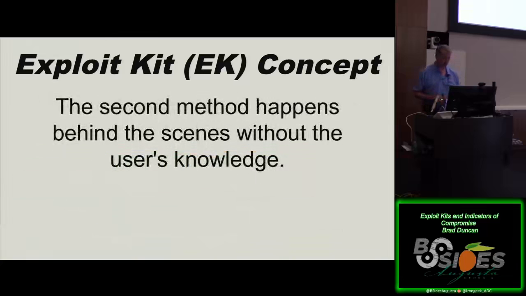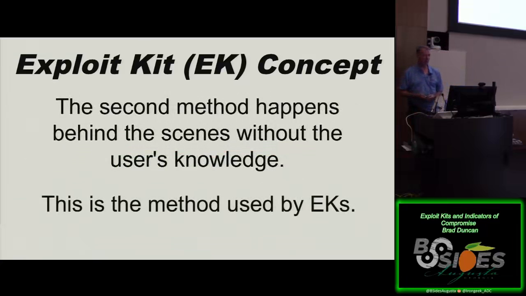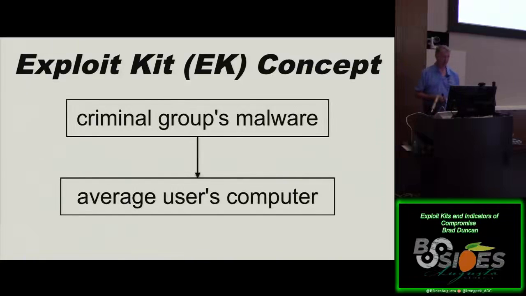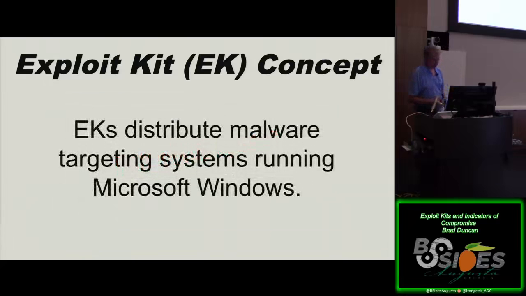The second method happens behind the scenes without the user's knowledge, and this is the method used by exploit kits, where you take a criminal group's malware and send it to the average user's computer behind the scenes. A little scary, right? Halloween's coming up. Exploit kits distribute malware targeting systems running Microsoft Windows.